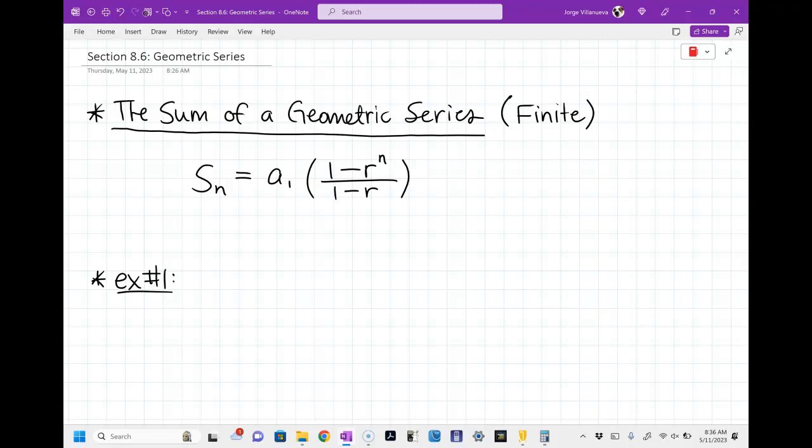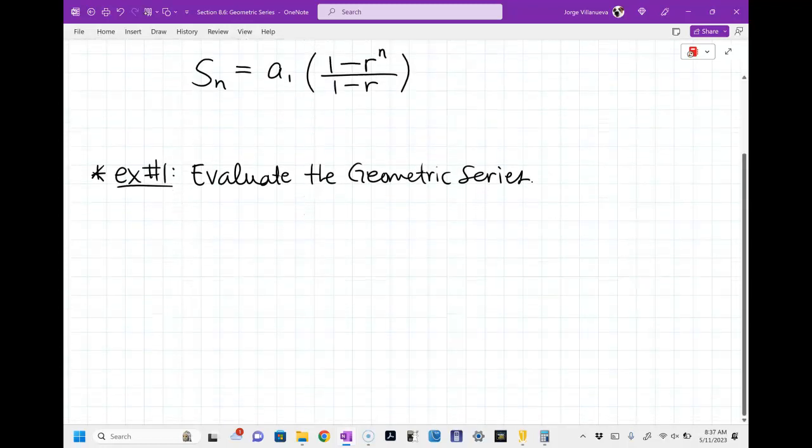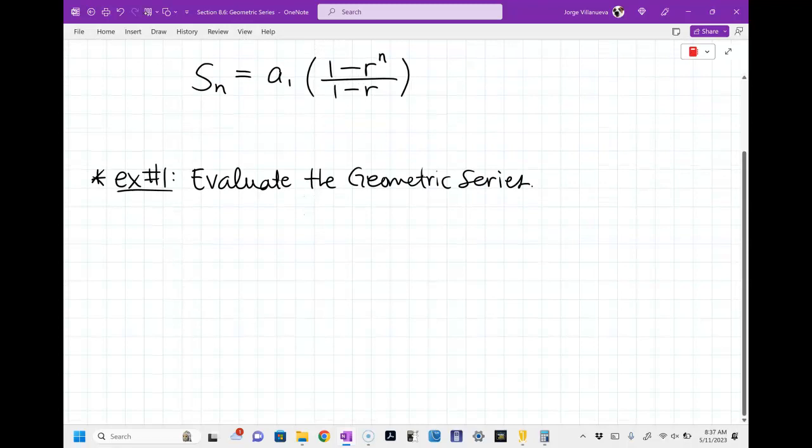Remember, they say evaluate, which to me, I wish they would say find the sum, but they're going to say evaluate the geometric series. Okay, and I'll leave that little formula up there just so we can see it. And here's one of them that they give us. So it's going to look like this. 3, negative 6, positive 12, negative 24, plus etc.